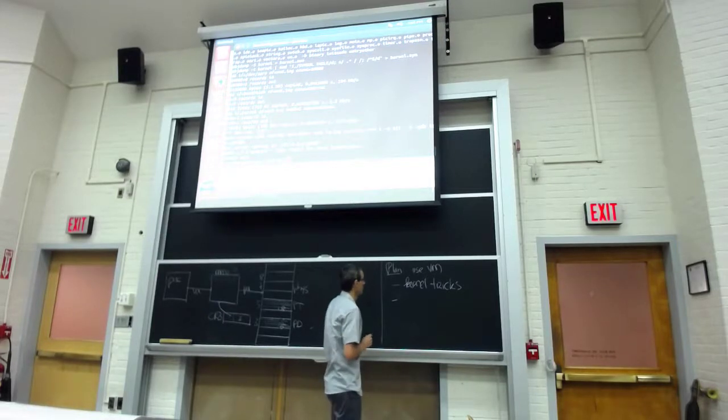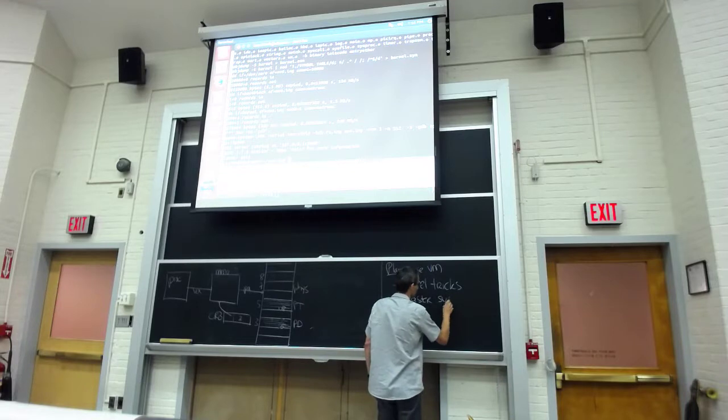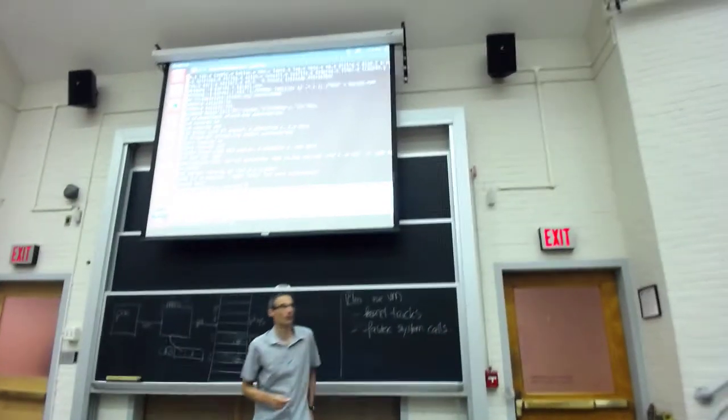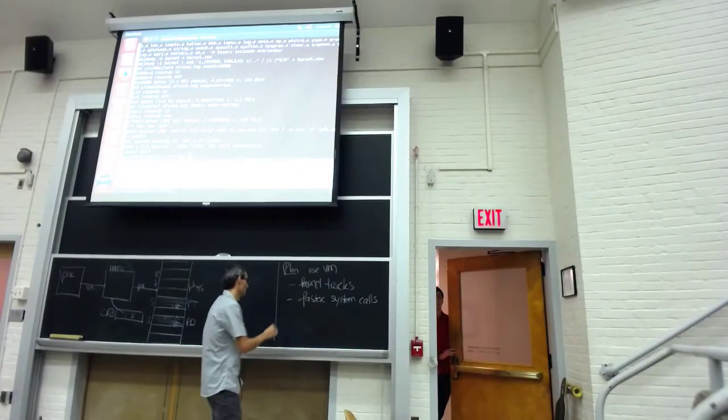Each of these categories. Another thing you can do is make system calls faster. And the best example of all that is copy-on-write fork, which you're going to implement in lab 4.